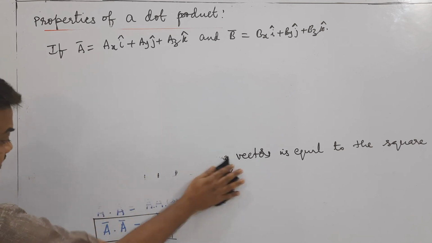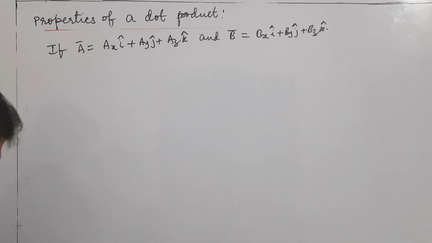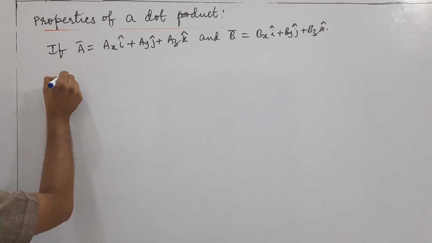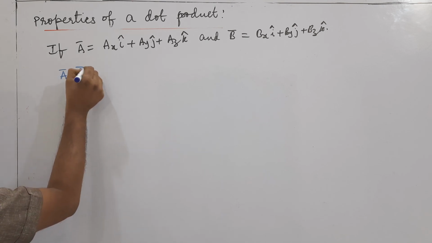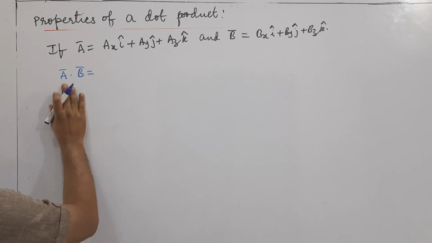Then what is A bar dot B bar? What is A bar dot B bar? Then we can write what A bar dot B bar is. We will do this one. First, what is A bar?